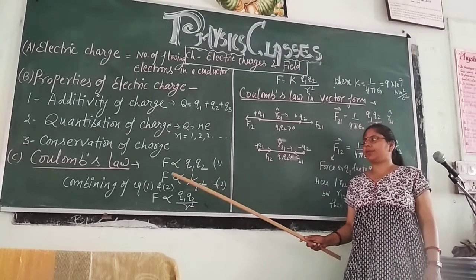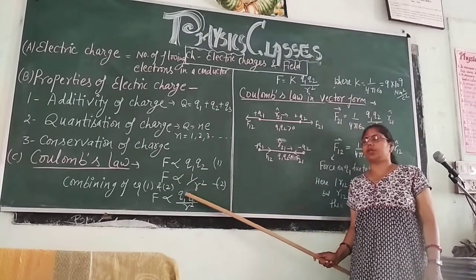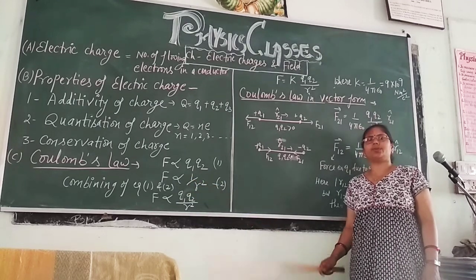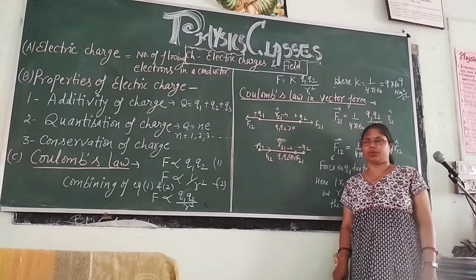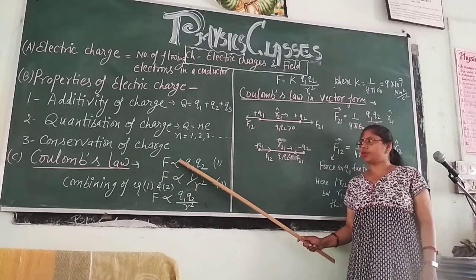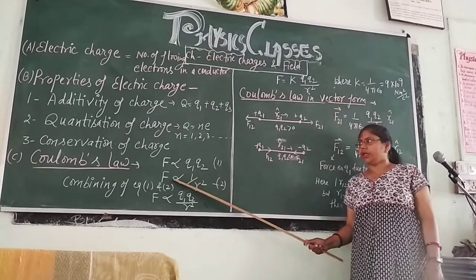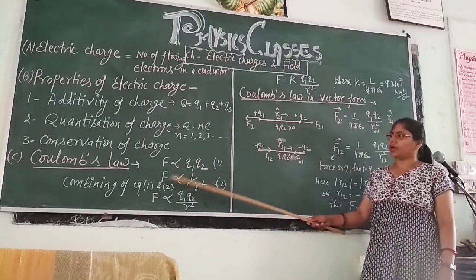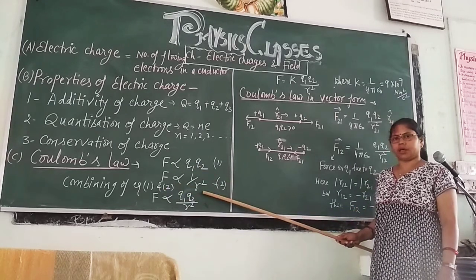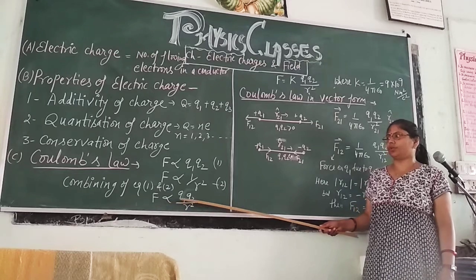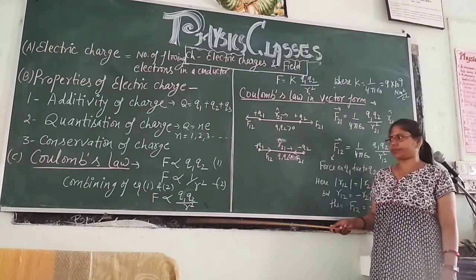Second, the force between them is inversely proportional to the distance between them. If r is the distance between two charges q1 and q2, then the force of attraction or repulsion is directly proportional to q1 times q2, and inversely proportional to the square of the distance between them, or proportional to 1 upon r squared. If we combine 1 and 2, then we can write F proportional to q1 q2 upon r squared.